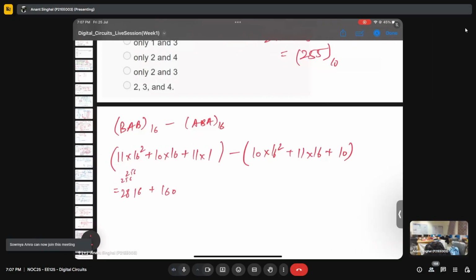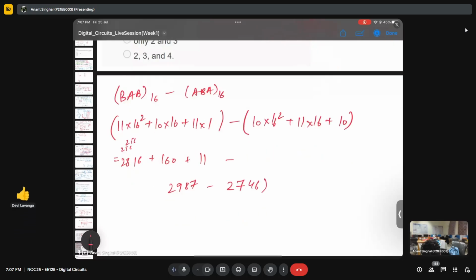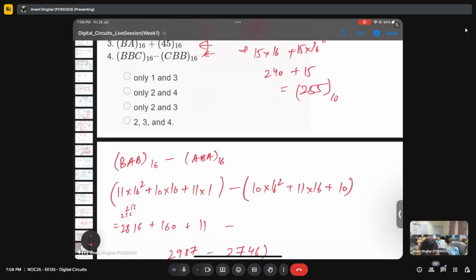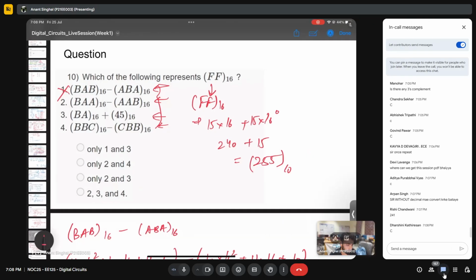So if I'm not wrong, this is 2987 and this is 2746, and this is to the base 10 basically. So this is 241 to the base 10, which is not equal to 255 to the base 10. So option A cannot be correct. Similarly, you need to check for all the options here. That is the way to do it.